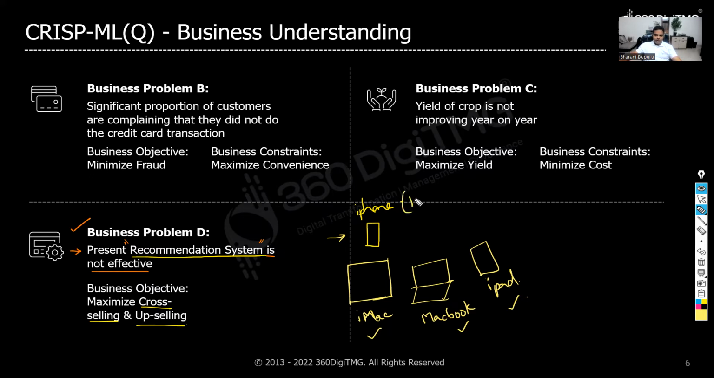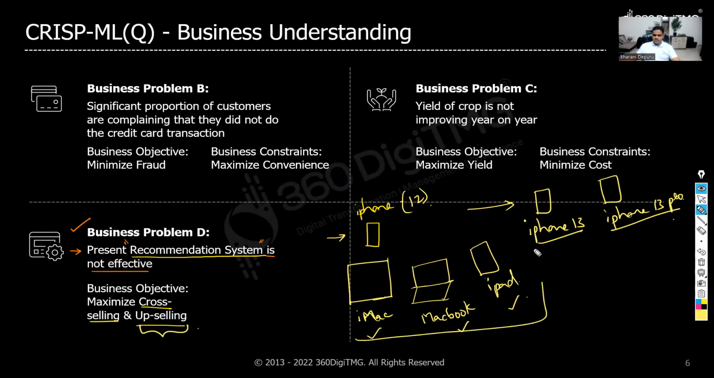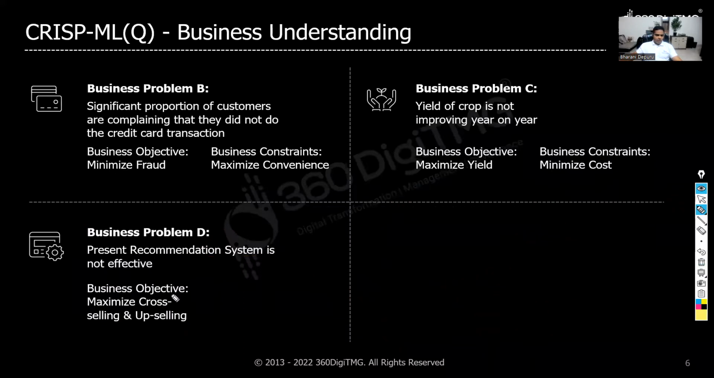But say you're trying to search for iPhone 12, and then if iPhone 13 and maybe iPhone 13 Pro get recommended, that means you're trying to upsell the same product. You're trying to sell a higher configuration of that. That would be called upselling. Cross-selling is this. You try to cross-sell the other products. So when you try to recommend products, your goal would be to either cross-sell something or upsell something. This is what we usually focus upon. So maybe you might want to document your objective and say that, I wish to maximize the cross-selling and upselling.